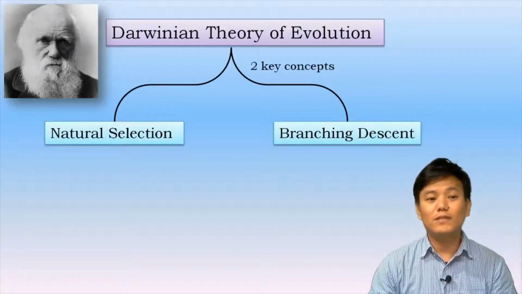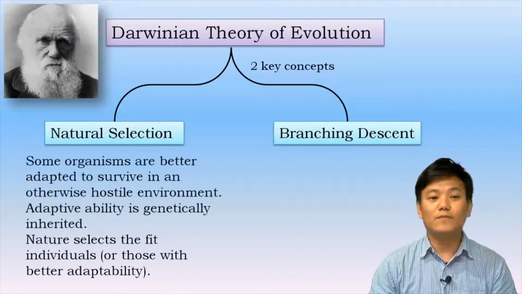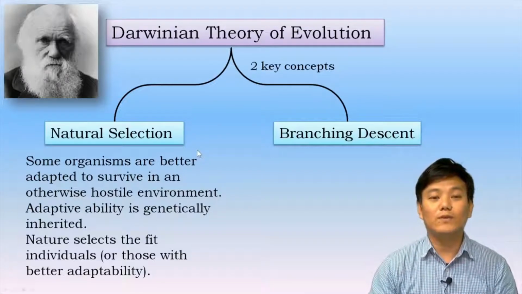We have discussed natural selection before, and we will discuss it further. What is natural selection? I told you that some organisms are better adapted to survive in an otherwise hostile environment. Adaptive ability is genetically inherited, and nature selects the fit individuals, or those with better adaptability. That was the gist of natural selection, right? And I also gave you some examples regarding rabbits.